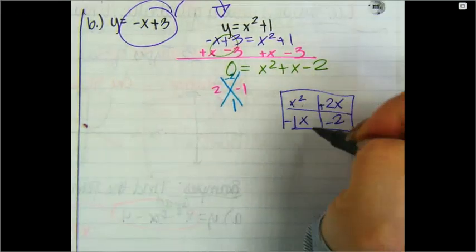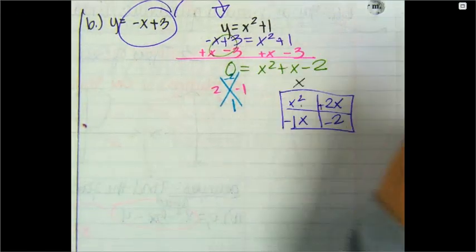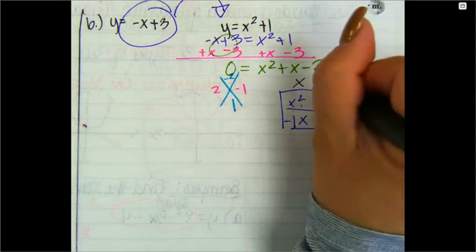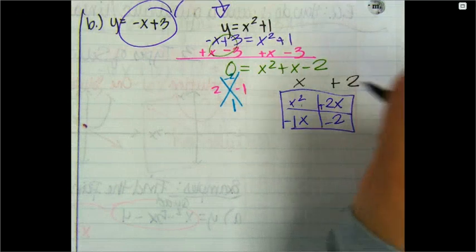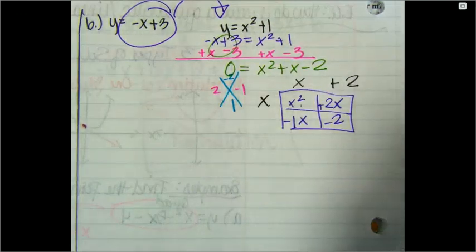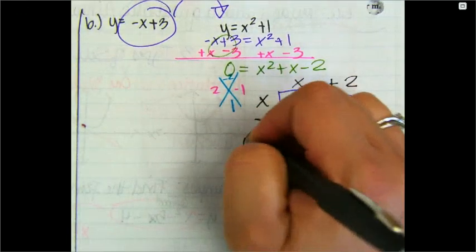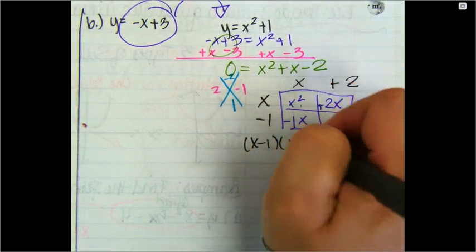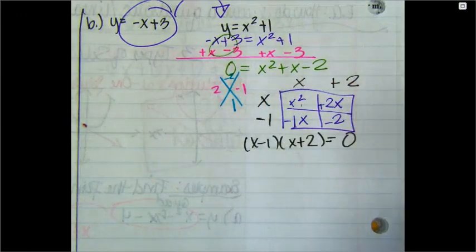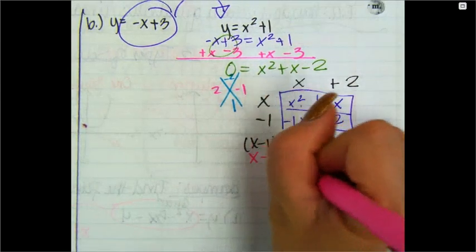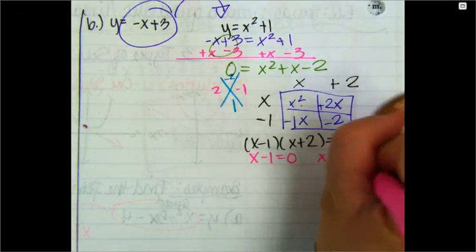What does x squared and 1x have in common? X. What is 2x and negative 2? Positive 2. Sorry. X squared and 2x, x. Negative 1 and negative 2, negative 1. X minus 1, x plus 2 equals what? 0. How many equations? 2. X minus 1 is 0. X plus 2 is 0. X equals what?